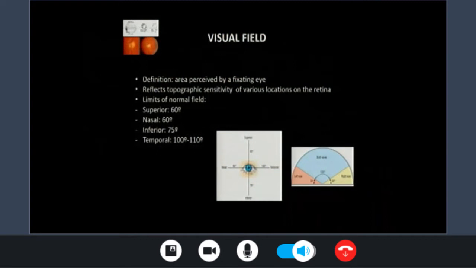So we finished our first part in the diagnostics of glaucoma, which concerns the SD-OCT. Now we'll come to the other part, visual field. We said before that visual field is important for us. Sometimes changes in visual field might precede changes in the OCT and vice versa. So when we talk about visual field, what do we mean by it? It's an area perceived by a fixating eye. There are certain limits of our normal visual field: 60 degrees superiorly, 60 degrees nasally, depending on the nasal bridge, 75 degrees inferiorly, and 100 to 110 degrees temporally, but you might have some variabilities.